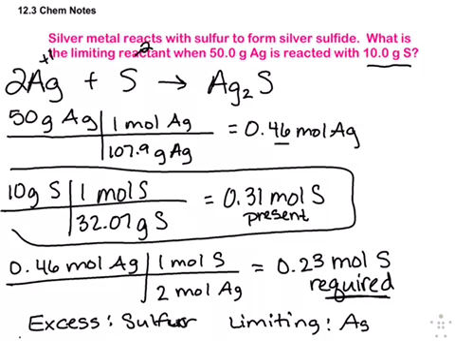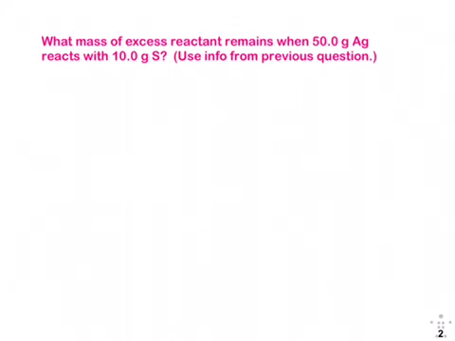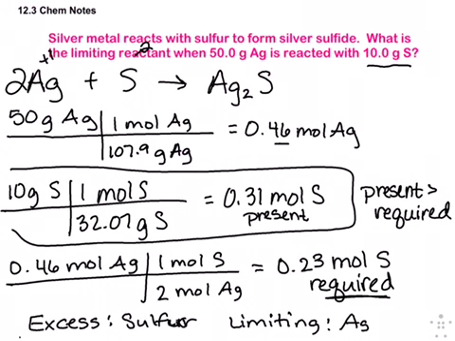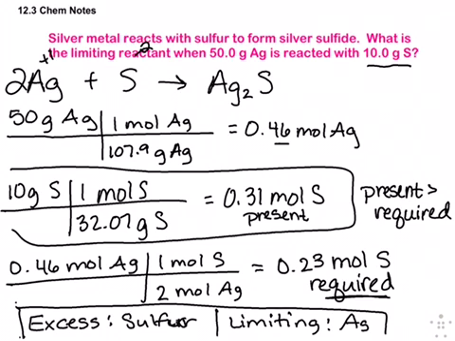So what you need to be comparing in these problems is the amount of each of these that are present compared to the amount that is required. So if the amount present is greater than the amount required, that will be your excess reagent. Right here, your final answer, it's asking for what is the limiting reagent, so technically just the limiting reagent.